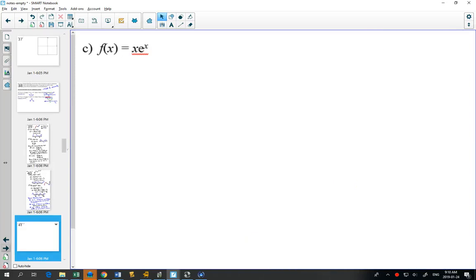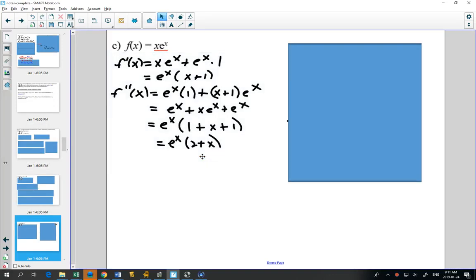All right, now let's get to some messier ones. So we'll write down our first derivative and write down our second derivative.